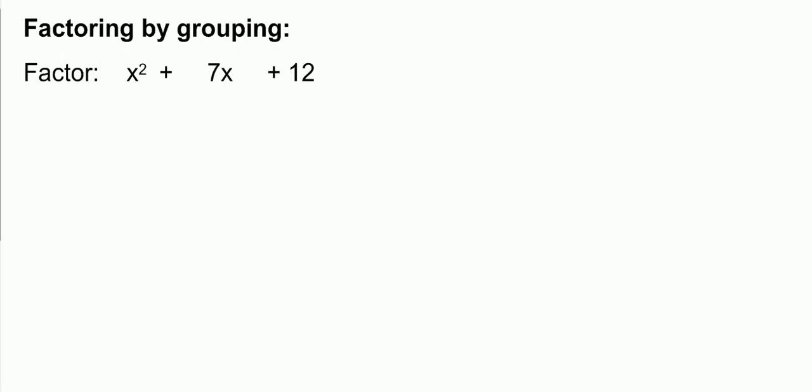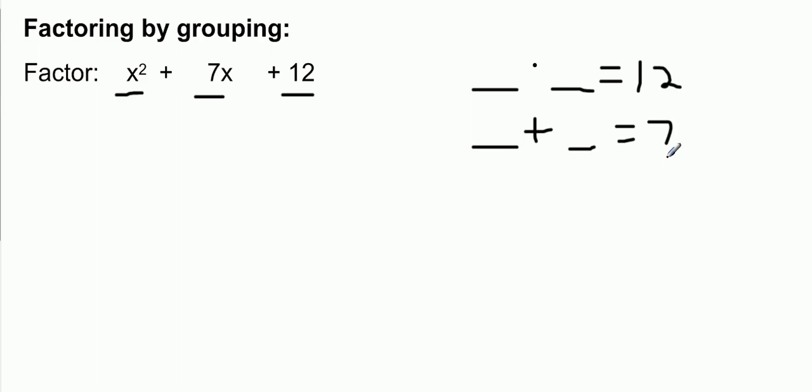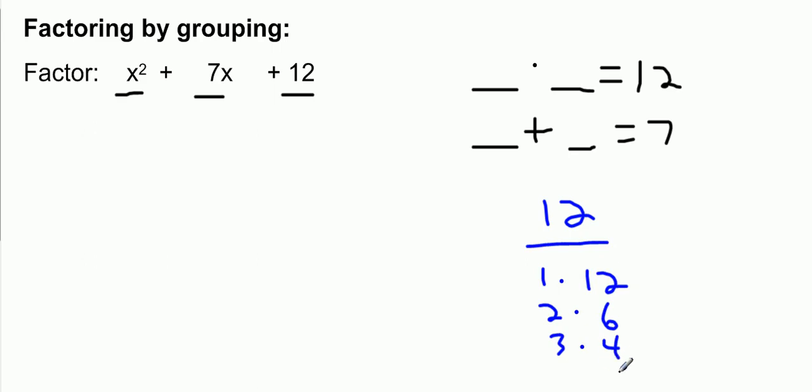We've been looking at factoring problems like this for a couple videos here, and we call this factoring a trinomial. We have three terms here, and what we've been doing so far is looking for two numbers that multiply to 12 and add to 7. We start with the number 12, we look for the factors of 12: 1 times 12, 2 times 6, 3 times 4. All right.